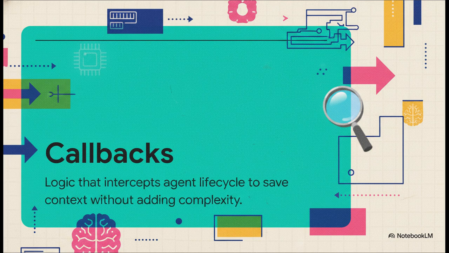Whenever an agent runs, you can literally inject your own custom logic before or after the model is called, or right around a specific tool execution. This means you intercept the lifecycle of the agent to save context, and you do it without cluttering up the core prompt or making the primary logic a tangled mess.